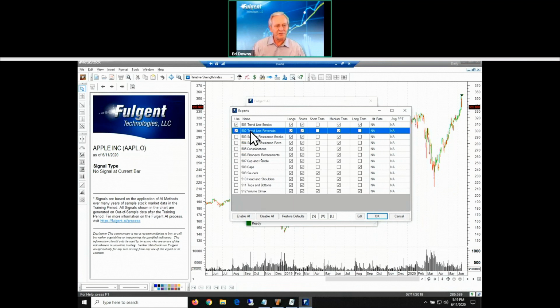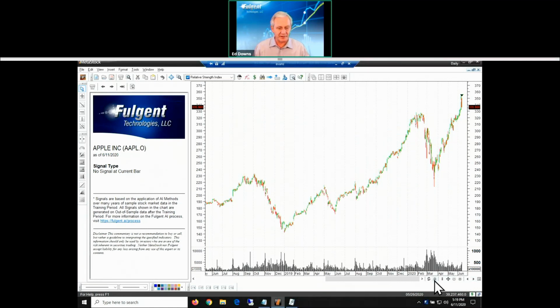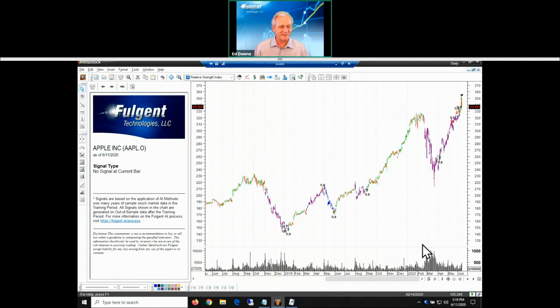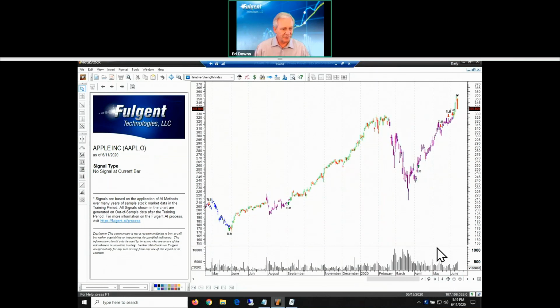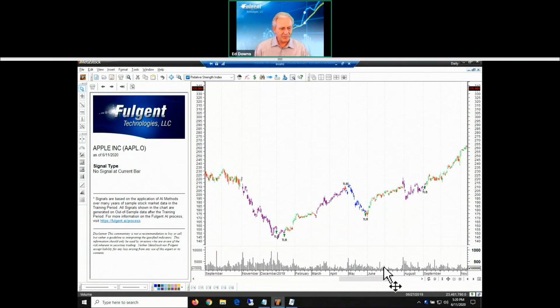You notice that each of those has a number, 501, 502, and that has a purpose that we'll talk about later when we look at the scanner. Okay, so that's why they're numbered. But let's just turn them on and say close, and then let us do a little refresh here. Voila. Okay, now what it's showing you, and let me zoom in a little bit here so you can see it better, is the trend line breaks that the program has found on Apple.